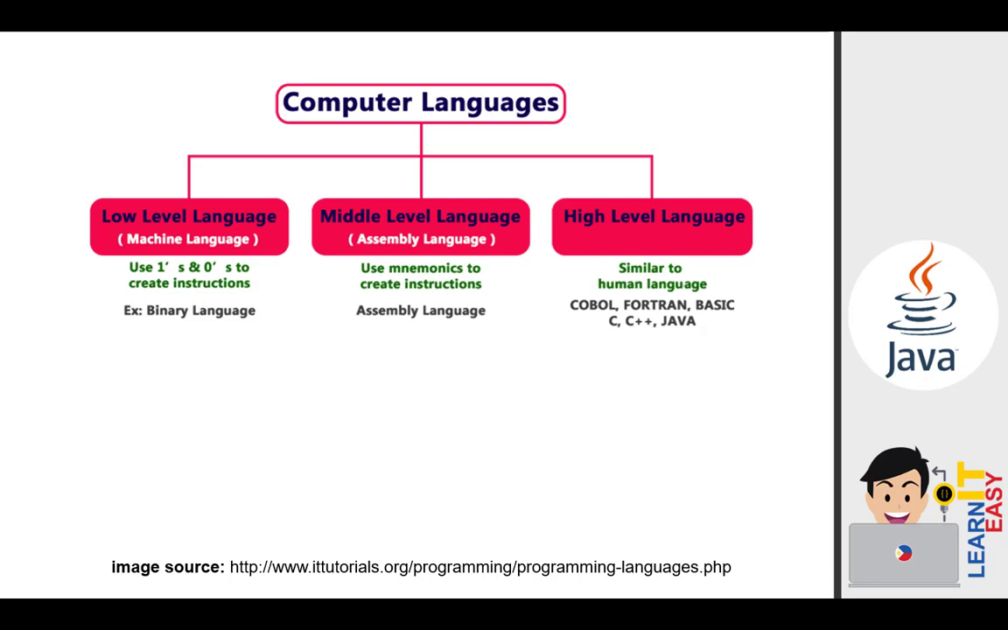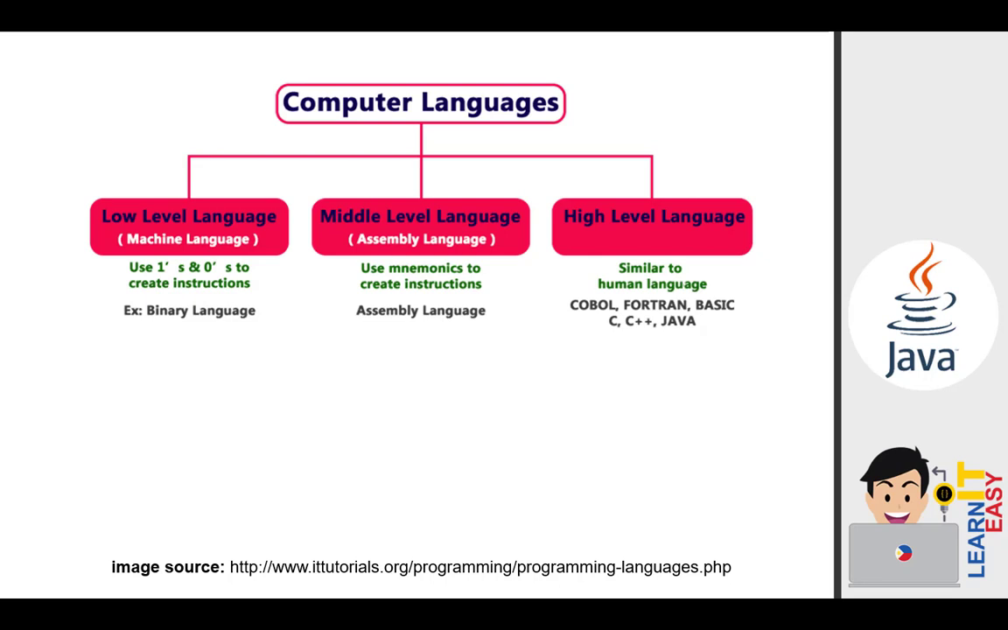Next, we have the three levels of programming languages. We have low-level, mid-level, and high-level programming language. Low-level or machine language, ito yon, is a level of programming language where programmers use binary numbers, which is ones and zeros, to create instructions that the computer can directly understand.